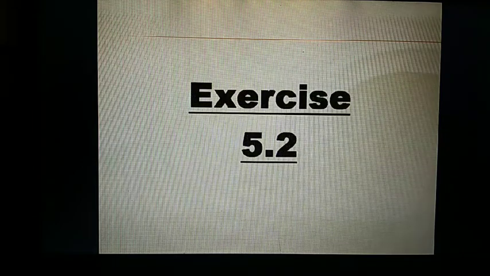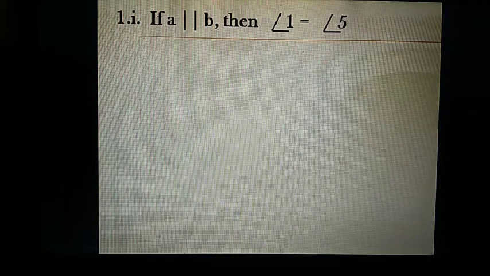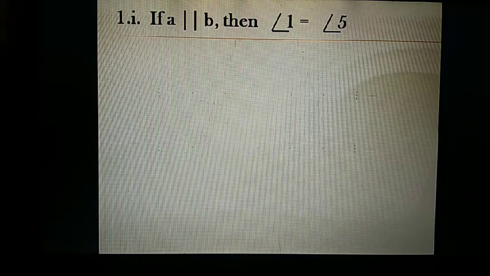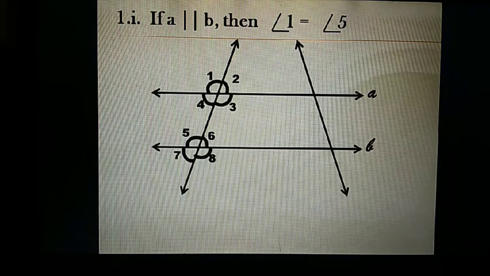Moving to exercise 5.2. Question number 1. We have to state the properties. First condition is here A is parallel to B. As per the diagram, it's already given to you that A is parallel to B. The lines are parallel.